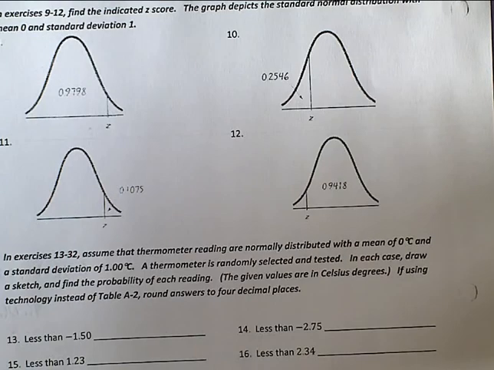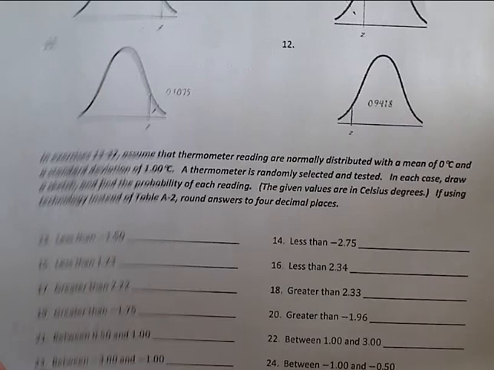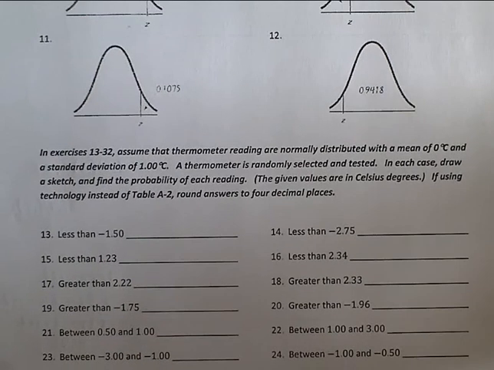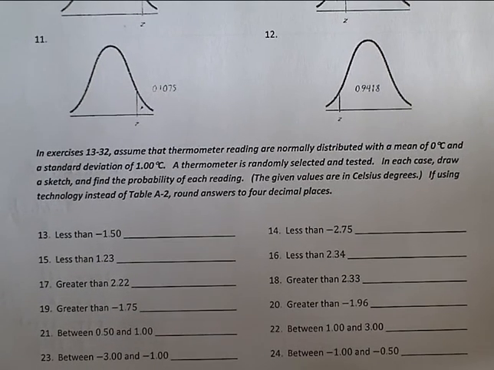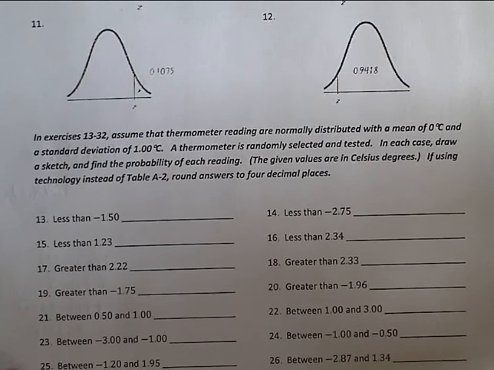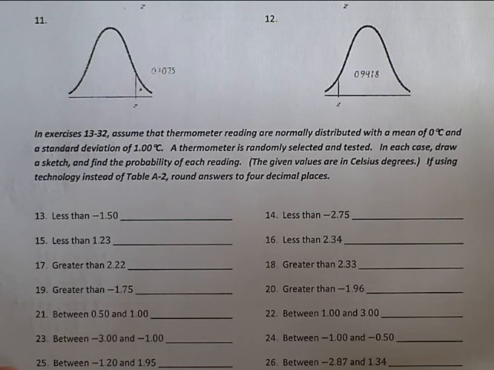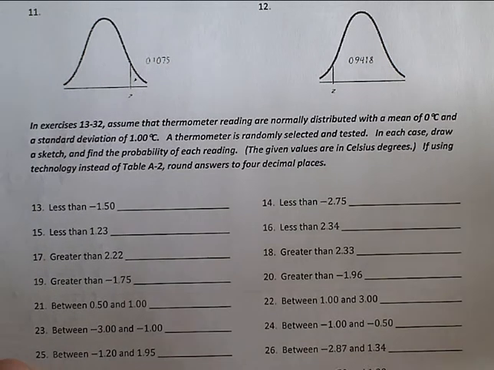The value that they give you is the value of the probability under the curve. And again, it amounts to this. If they give you the left side, look it up. If they give you the right side, subtract it from 1 and look it up. So number 11. Number 11 says I have a right side of 0.1075.